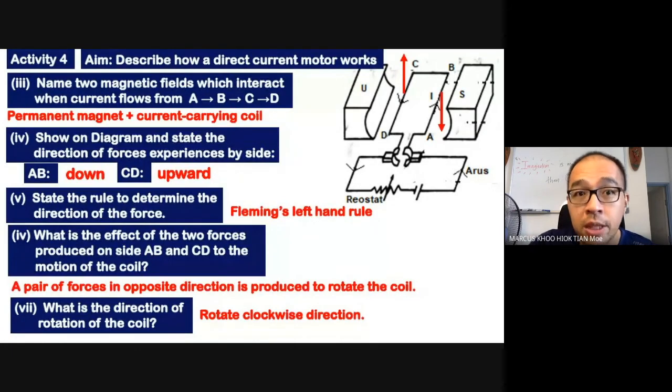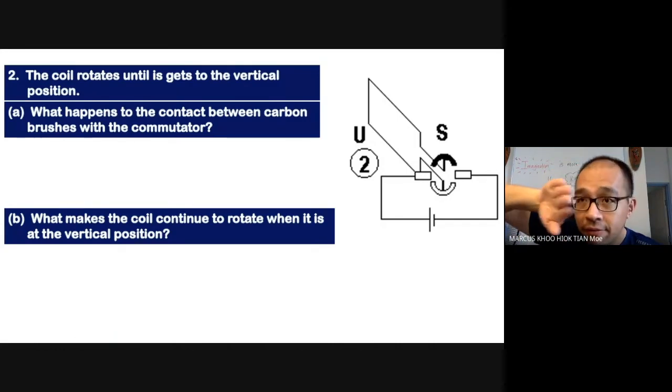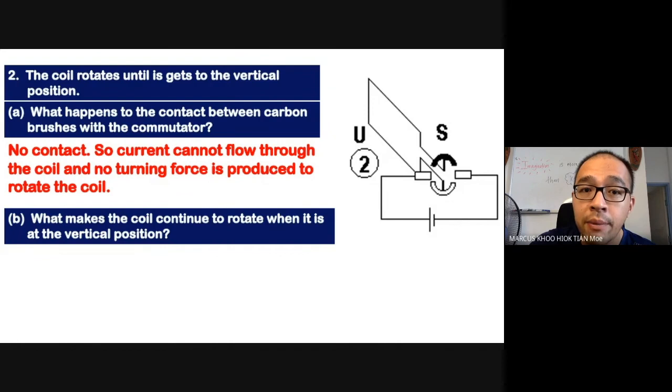Okay, that's all we've been doing so far. Now we're going to talk about the commutator. What happens to the contact between the commutator and this one when it is in the vertical position? Okay, so over here we find out that, as I said just now, there is a gap in between the commutator. So when the coil is in half position like this, okay, there is no contact. And when there is no contact, there is no current flow. If there is no current flow, there is no turning force.